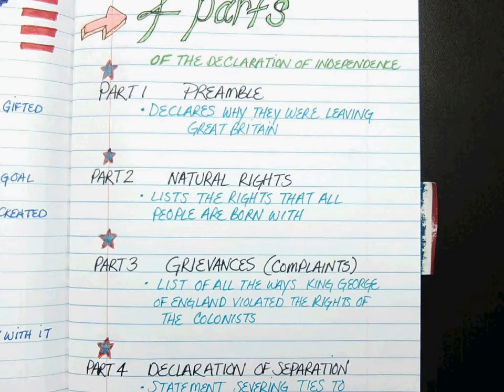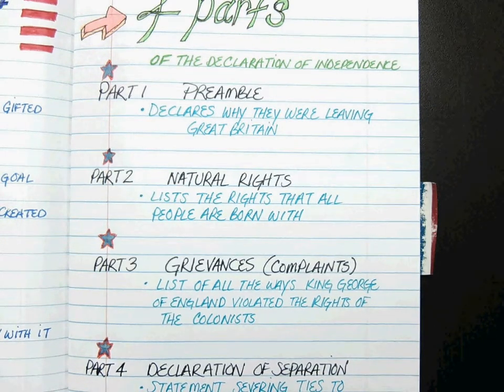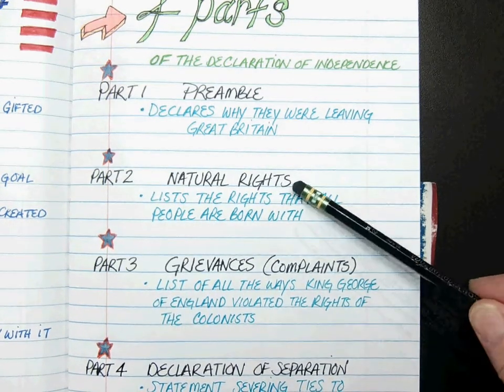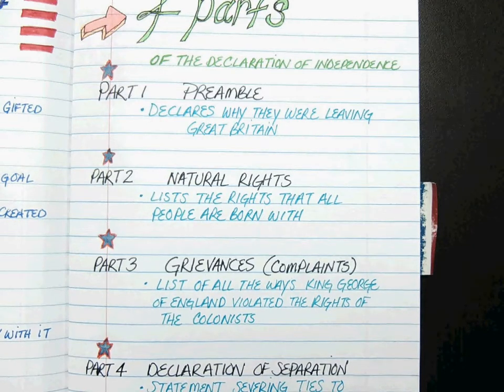Part 2 is the natural rights. This is a list of all of the rights that people are born with. I mean, these are not rights that are given to you. These are rights that you have upon birth, just any man, anywhere in the world. Human rights. All right? Part 3 is the grievances, a list of complaints. These are all of the ways that King George of England violated the natural rights of the colonists. They violated the natural rights of humans.